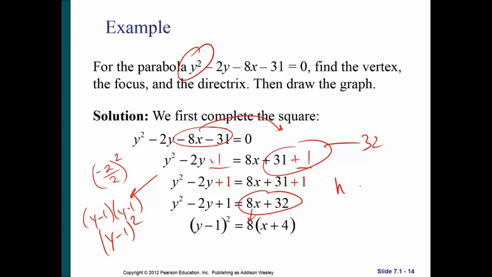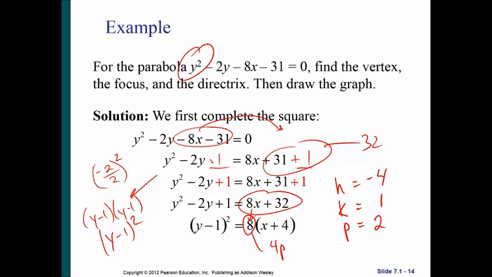So we need h, we need k, and we need p. So what is h? Remember, h is a horizontal shift associated with the x coordinate, negative 4. What is k? One. And what is p? Remember, this guy here has to equal 4p. Positive 2. So h is negative 4, k is 1, p is 2.